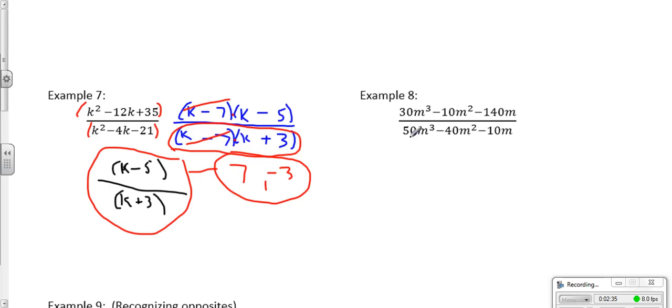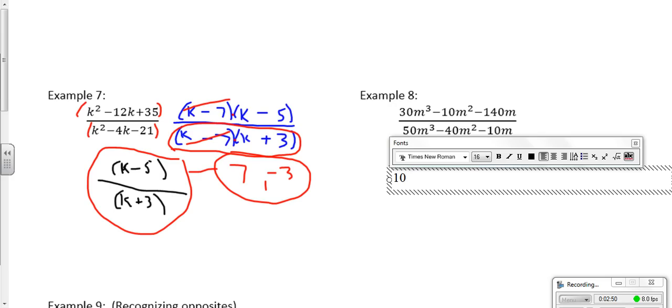Next one. Here we have a little bit messier situation, but let's take a look at that. They all have an m in common. I'm looking at the numerator first, and they all look like they're divisible by 10. So I'm going to take out a 10 and an m. If I do that, I have 3m squared minus m, I divided by 10 and divided by m, minus 14.